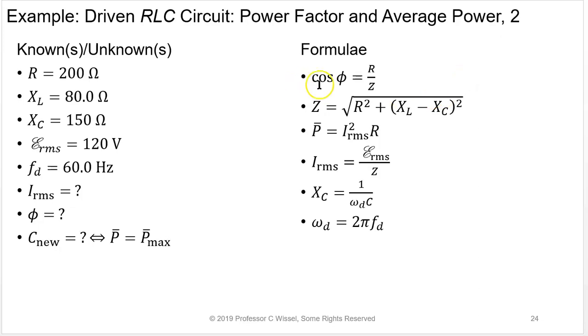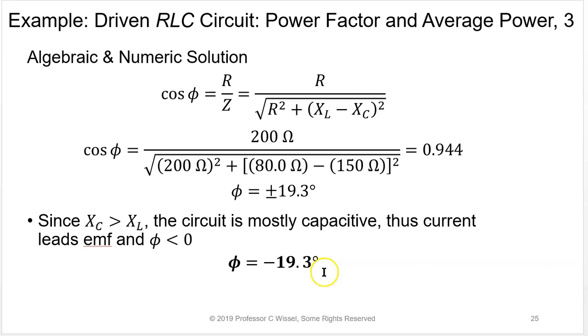The formulas for this are cosine phi equals R over Z. Z is just the square root of the sum of R squared plus the quantity XL minus XC, squared. P is then IRMS squared times R. IRMS is just ERMS over Z. XC equals 1 over omega D C, and omega D is just 2 pi FD. At this point, we start putting things together. The cosine of phi is R over Z. We plug in for Z, and we find that cosine of phi, which is the power factor, is R divided by the square root of R squared plus XL minus XC, squared.